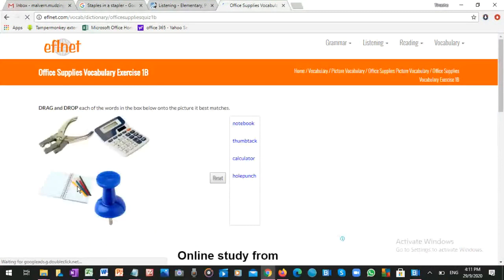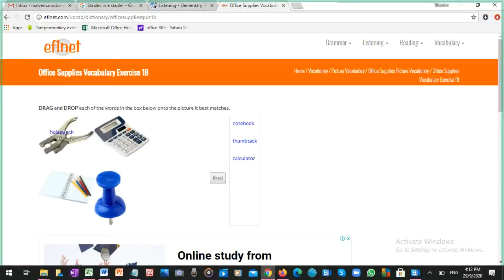With this one, what's number one? Number one is a hole punch. Hole punch. Number two is a calculator. Calculator. All done. Number three is a notebook. Well done. And the last one is a thumbtack. Well done. It's correct.